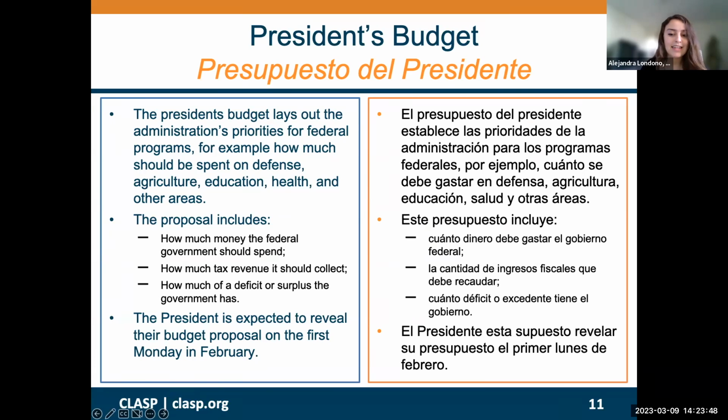The president is expected to reveal their budget request on the first Monday in February. But as Alicia mentioned, for the fiscal year that we're in right now, he just revealed his new presidential budget request.